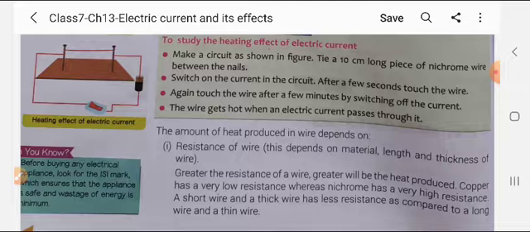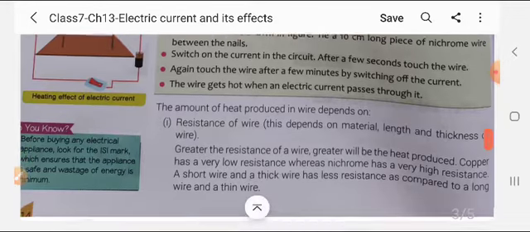As I told you, the greater the resistance, the more slowly the current will flow, and the wire will hold that electric current for a longer time, and the longer it can hold the electric current, the hotter the wire will be. That means greater the resistance of the wire, greater will be the heat produced. Copper has a very low resistance, so it can't get heated, whereas nichrome has a very high resistance.